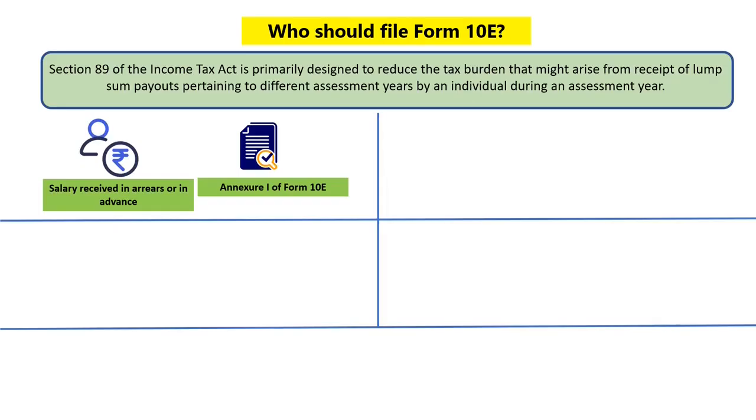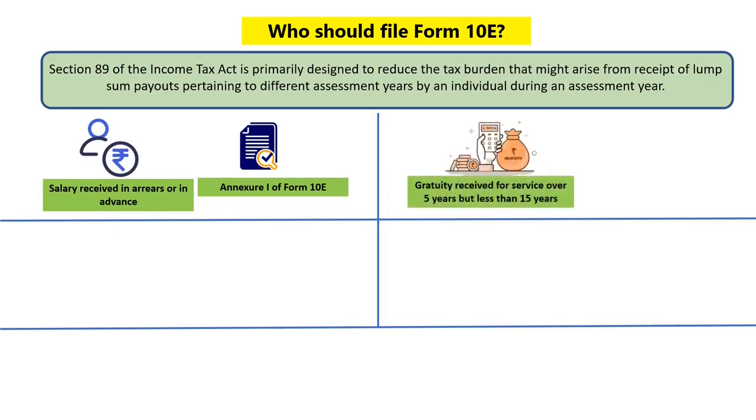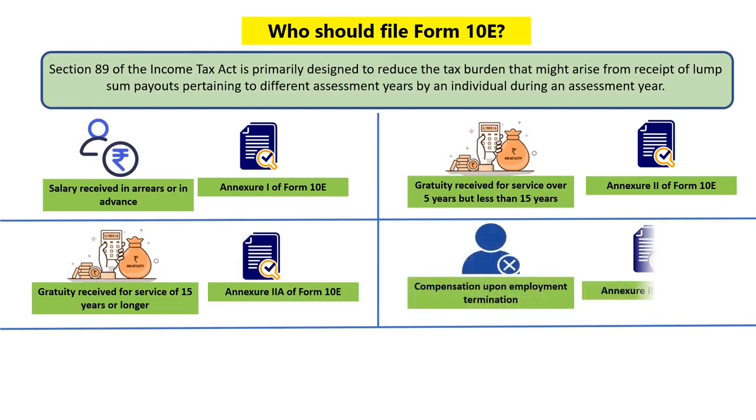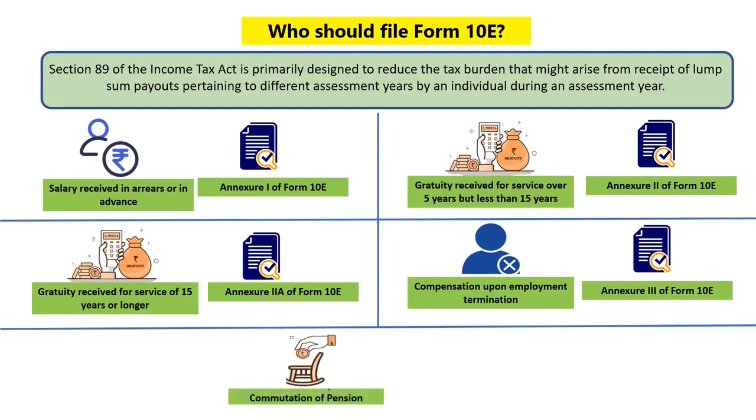If the assessee receives gratuity for service over 5 years but less than 15 years, to claim a relief under Section 89, you are required to fill Annexure 2 of Form 10E. In case of gratuity received for service of 15 years or longer, Annexure 2A of Form 10E shall be applicable. For compensation on termination of employment, Annexure 3 of Form 10E is required to be filed for the purpose of claiming relief under Section 89. In case of commutation of pension, Annexure 4 of Form 10E shall be applicable for claiming relief under Section 89.